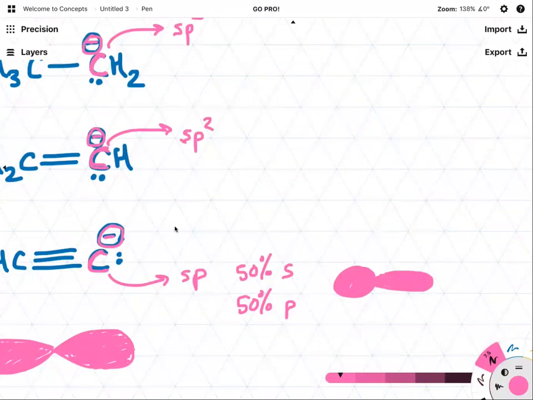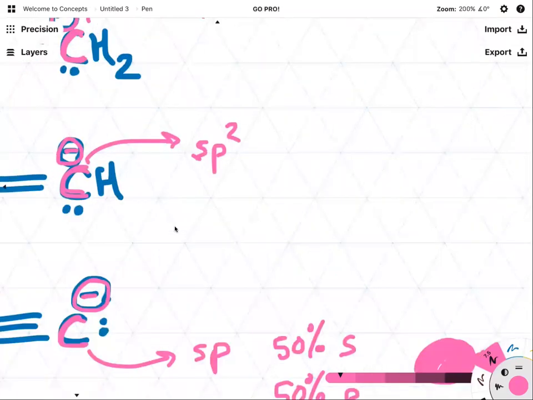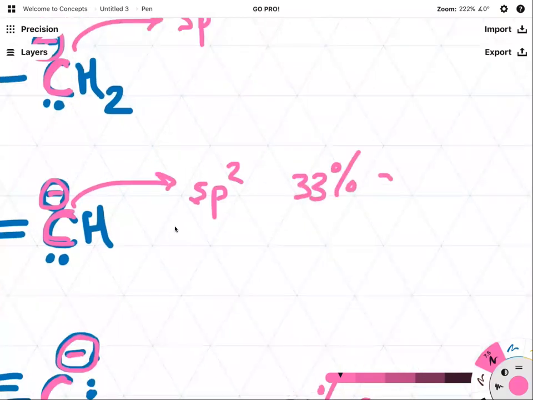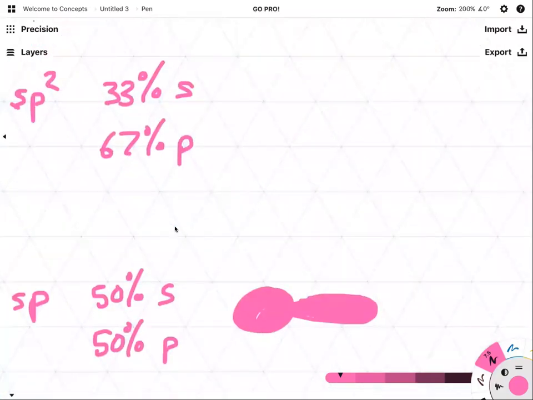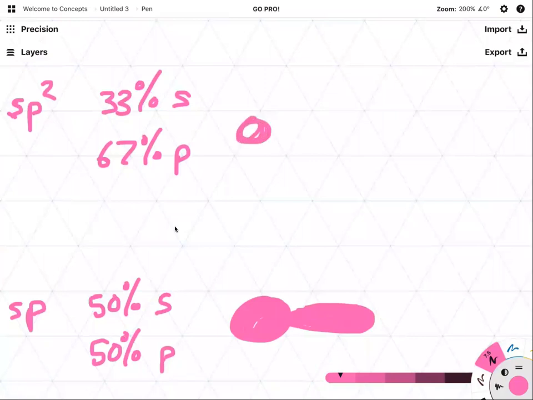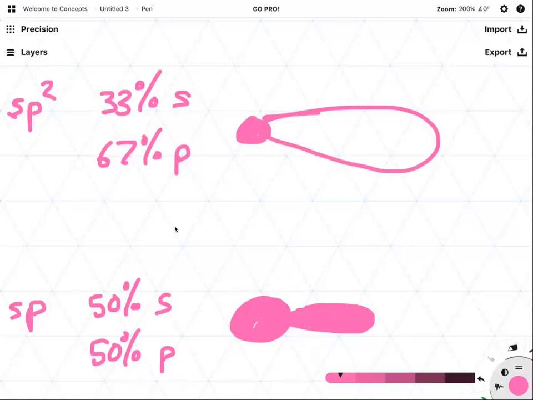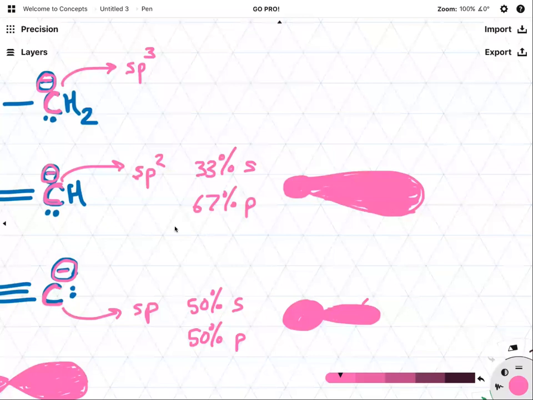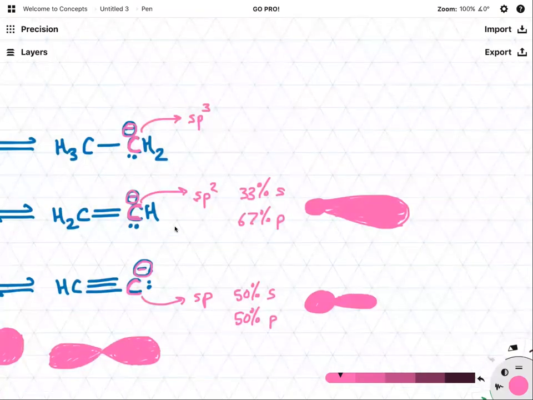What if we had an sp squared? That means that orbital would have more p characteristic and less s characteristic. So that would be 33% s and 67% p. The spherical shape would not be that prominent. It would maybe be smaller, and the p part would be maybe a little bit bigger. And I won't even bother drawing it, but sp3 would be way more p character than it is s character.